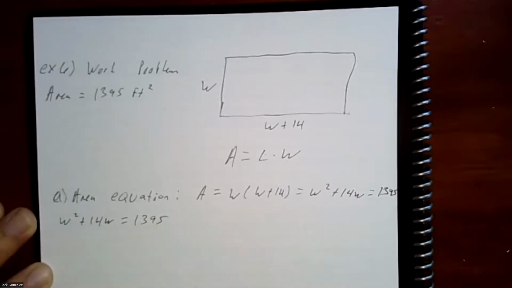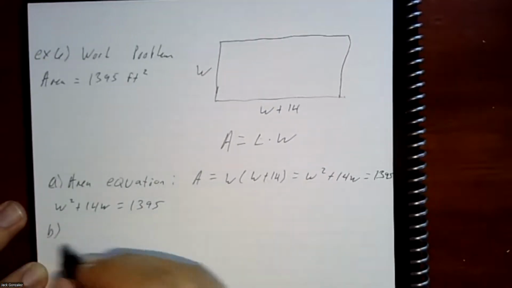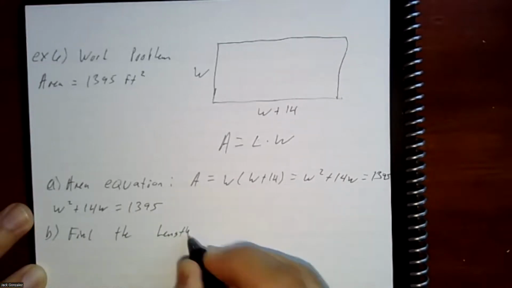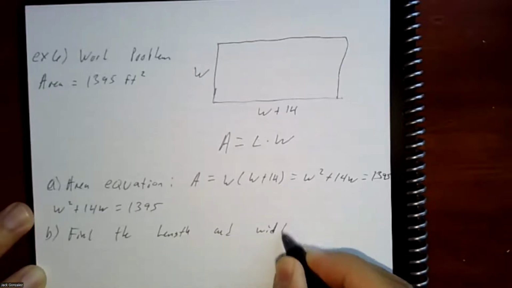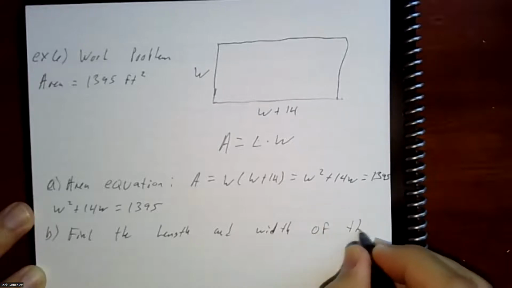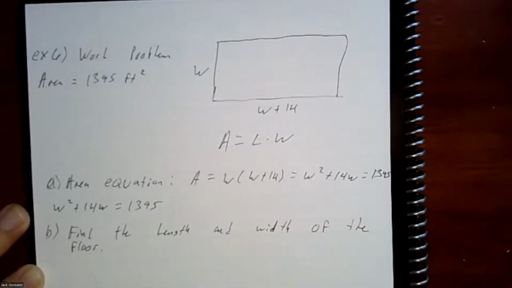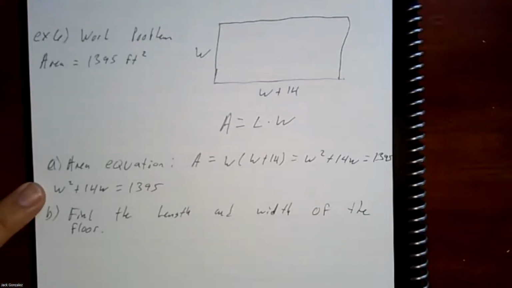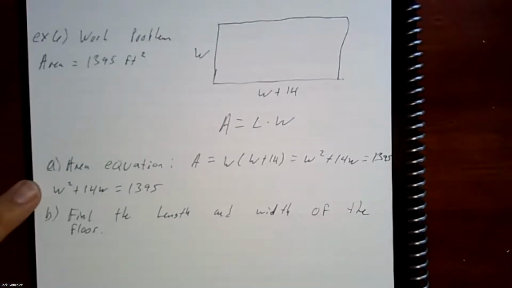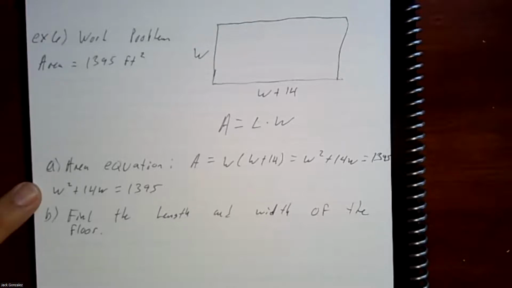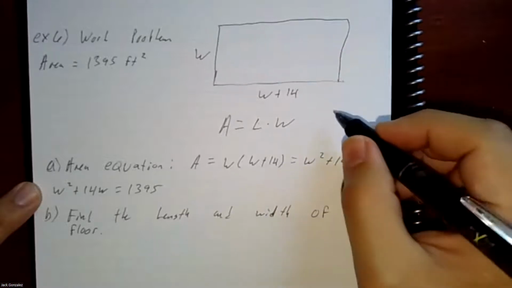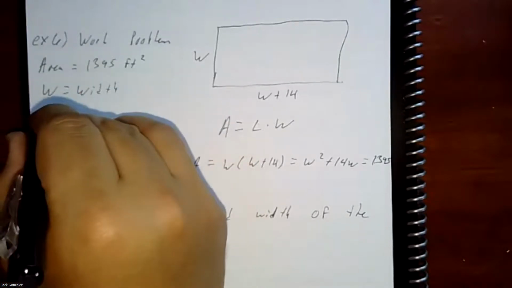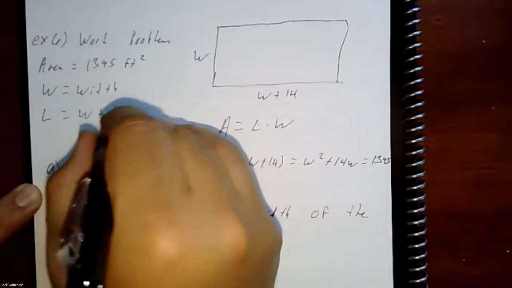Let me write it again, just as I looked a little messy. Part B says, find the length and the width of the floor. All right. So all we really have to do is solve this equation, right? You solve for W. If you find W, then you know what the width is, and we know the length. Technically, W is equal to width. Length is equal to 14 more than the width, right?